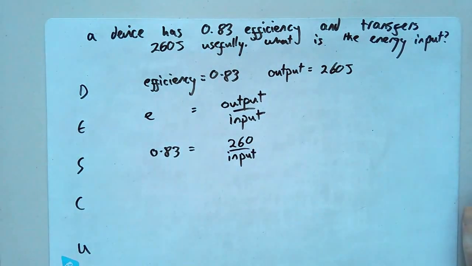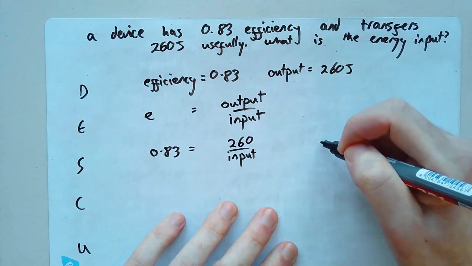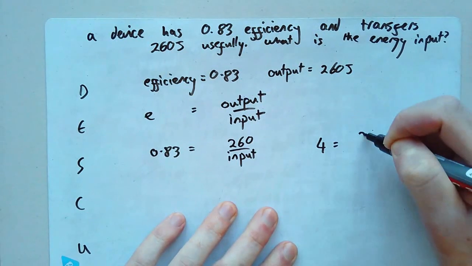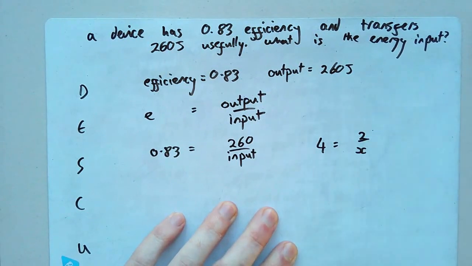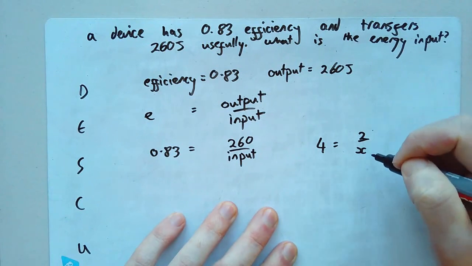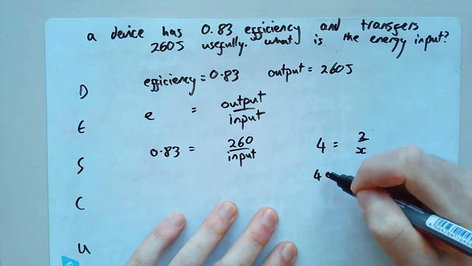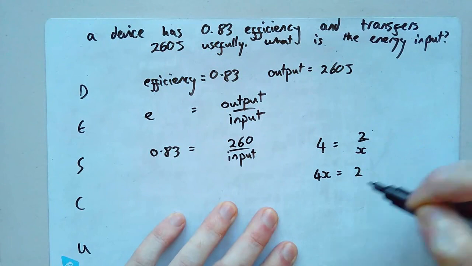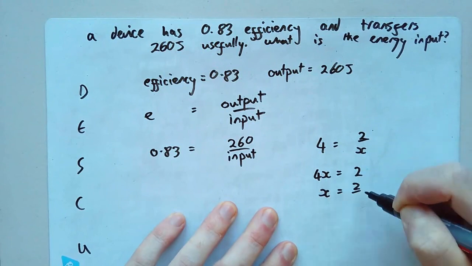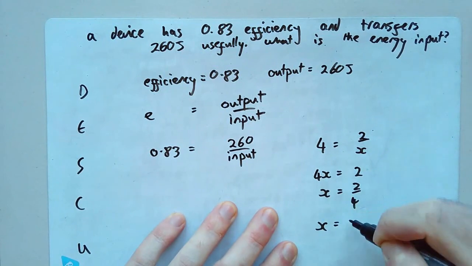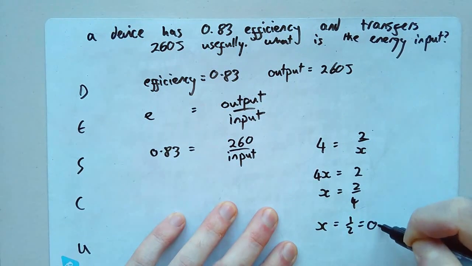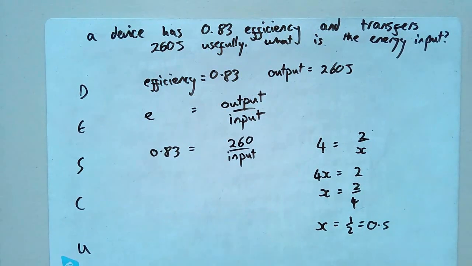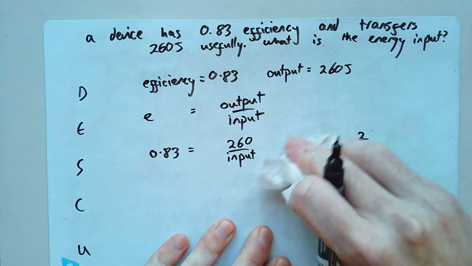Now again, I've told you many times, if this were maths, you'd be able to solve this no problem. If this were, I don't know, 4 equals 2 divided by x, everybody would know how to solve that. You just multiply both sides by x, and you'd get 4x equals 2, and then x equals 2 over 4, x equals a half, or 0.5. Easy peasy.